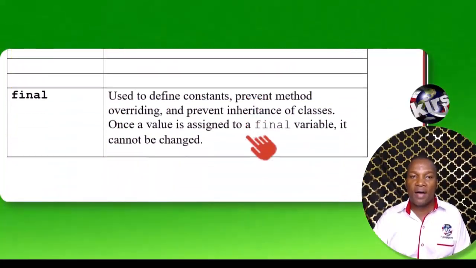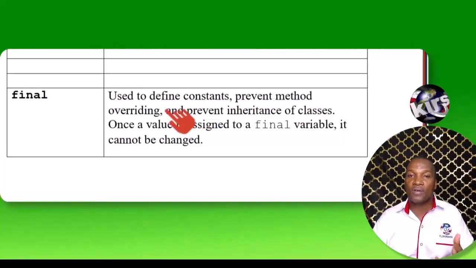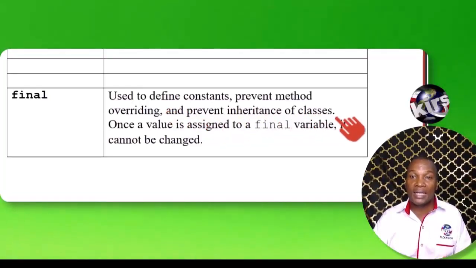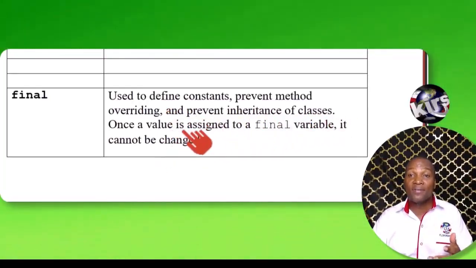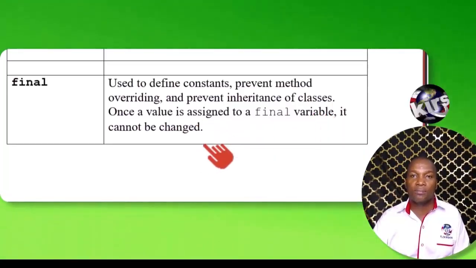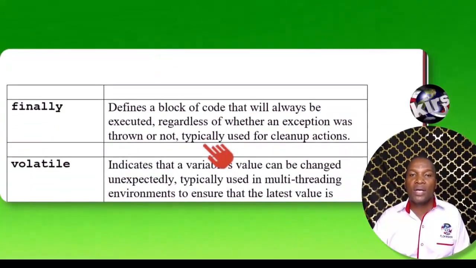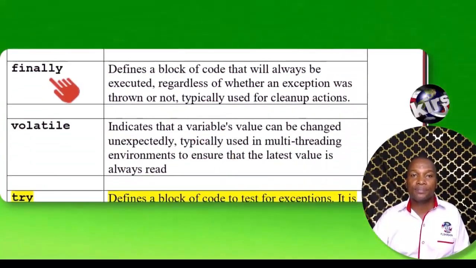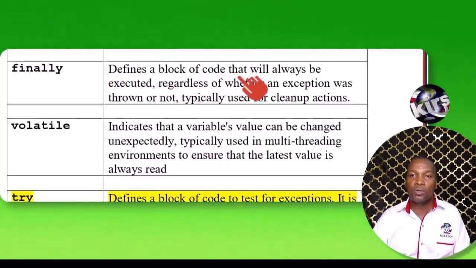Then the next keyword we have is final. This keyword is used to define constants, prevent method overriding, and prevent inheritance of classes. Once a value is assigned to a final variable, it cannot be changed. Then the next keyword we have is finally. And finally defines a block of code that will always be executed, regardless of whether an exception was thrown or not, typically used for cleanup actions.